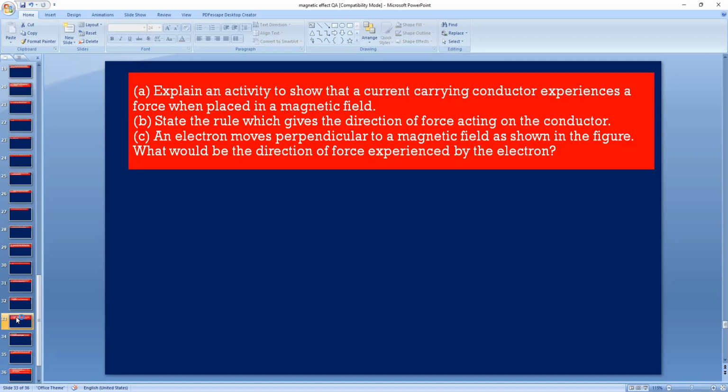Explain an activity to show that a current carrying conductor experiences a force when placed in a magnetic field. State the rule which gives the direction of force acting on the conductor. See question. An electron moves perpendicular to the magnetic field. What would be the direction of force experienced by the electron?